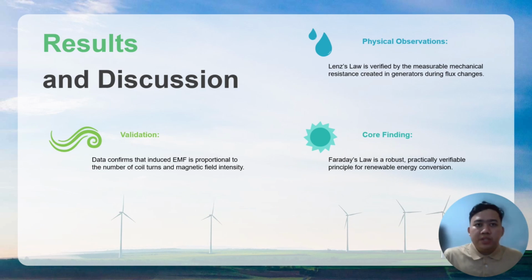Lastly, physical observations. We also clearly observe Lenz's law in practice. Whenever there was a flux change, we measured mechanical resistance in the generator. This is the physical proof of the induced current opposing the change that created it.